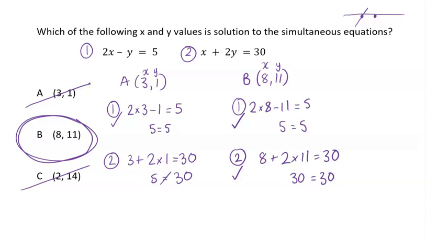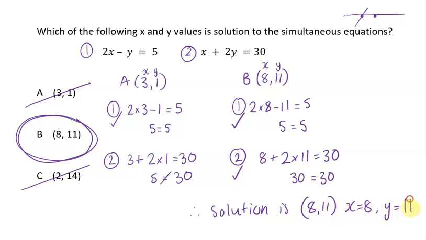It's the one coordinate, or the one point, the one set of values that makes both of these two equations true. So the solution is, therefore, the point (8, 11), or another way of writing that is x equals 8, y equals 11. That's our solution to these two equations.